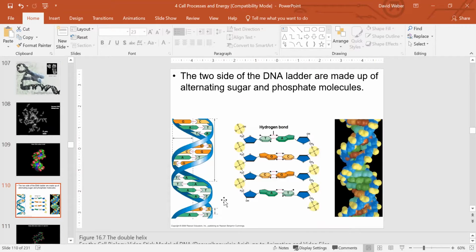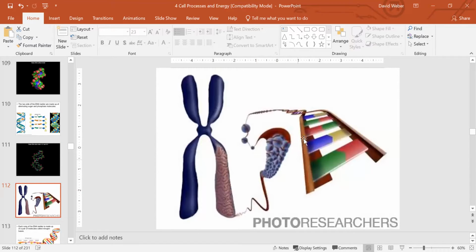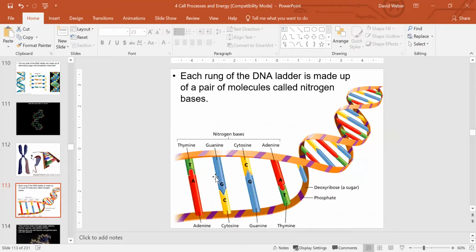DNA is deoxyribonucleic acid. That is what makes you up. There are two sides of the DNA ladder that have alternating sugars and phosphate molecules. The sugar molecules are in here, and the phosphates are the base. This is just a three-dimensional model of DNA. DNA makes up all of the chromosomes. You have to understand that. DNA makes up the chromosomes, which make up the cells, which make up everything. Each rung of the DNA ladder is made up of a pair of molecules called nitrogen bases.